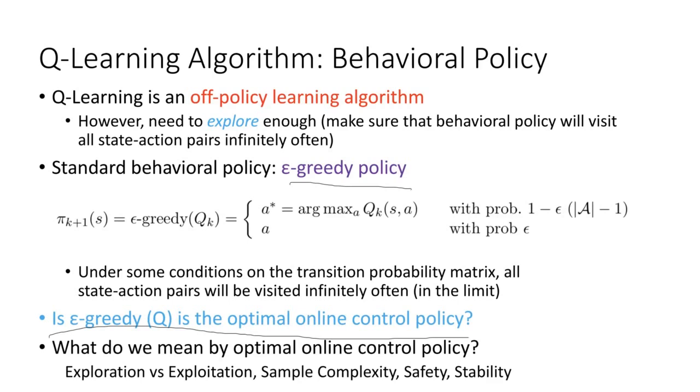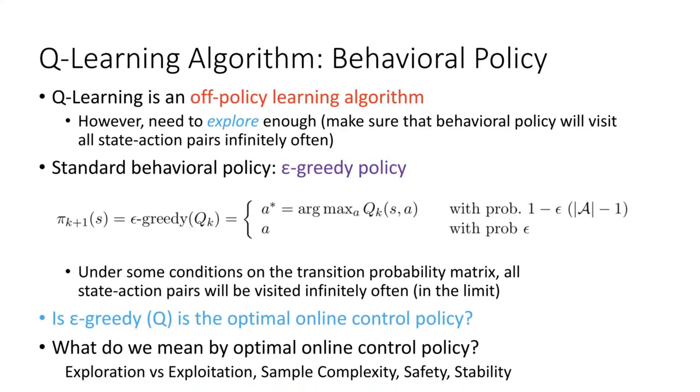Well, to answer that question, we first need to clarify what we mean by optimal online control policy, because we haven't defined a precise objective according to which we are computing optimality. Your optimality will be different. You probably want to balance exploration and exploitation, or balance sample complexity, or you want to make sure that you explore in such a way that the system is stable or safe. You are not taking some action so that your drone will crash.